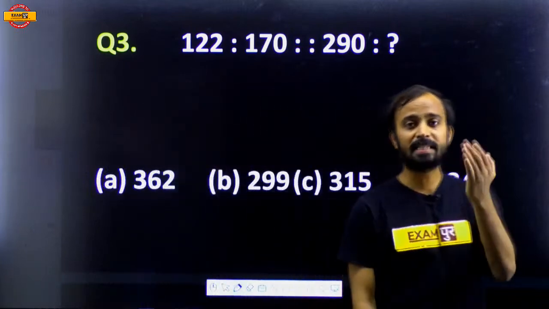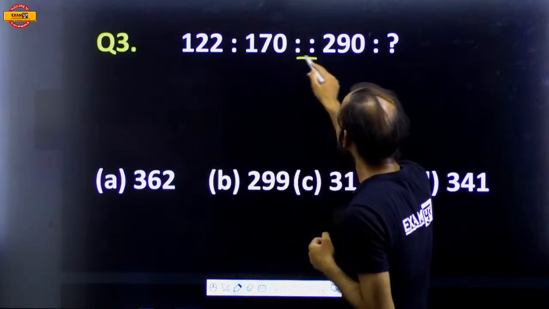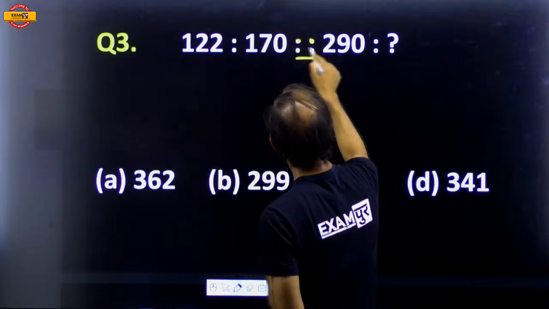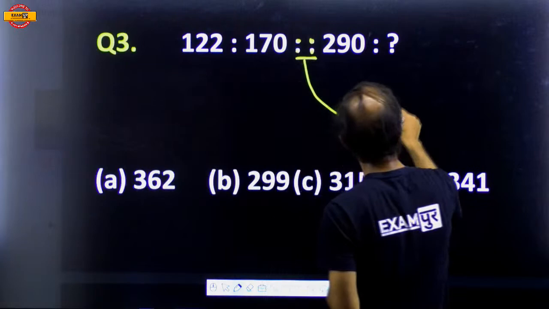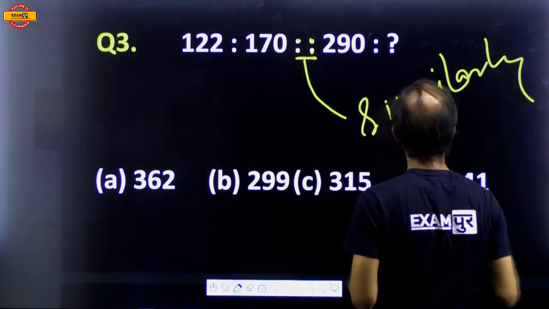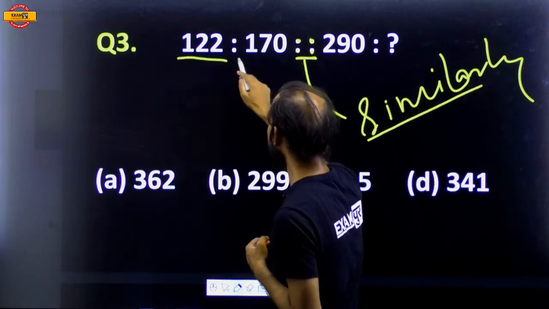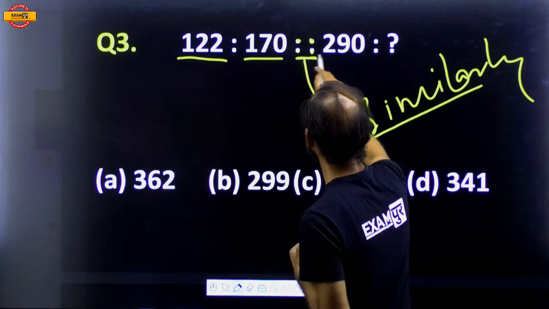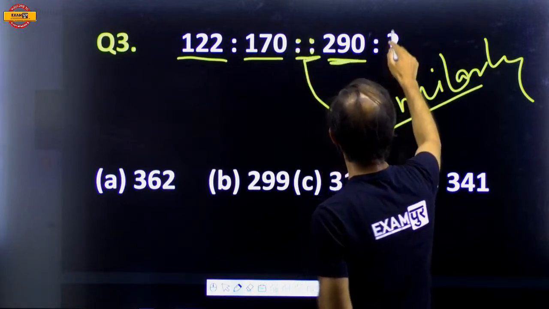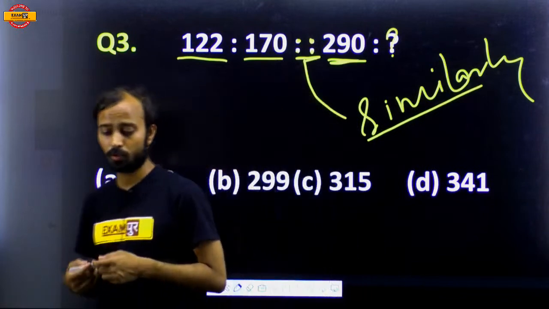122 is related to 170. Similarly, 290 is related to what? This is known as analogy. Analogy means what? Similarly. What will be the answer? जिस प्रकार से 122 का संबंध 170 से होता है, उसी प्रकार से 290 का संबंध किससे होगा? Question mark. So find out.